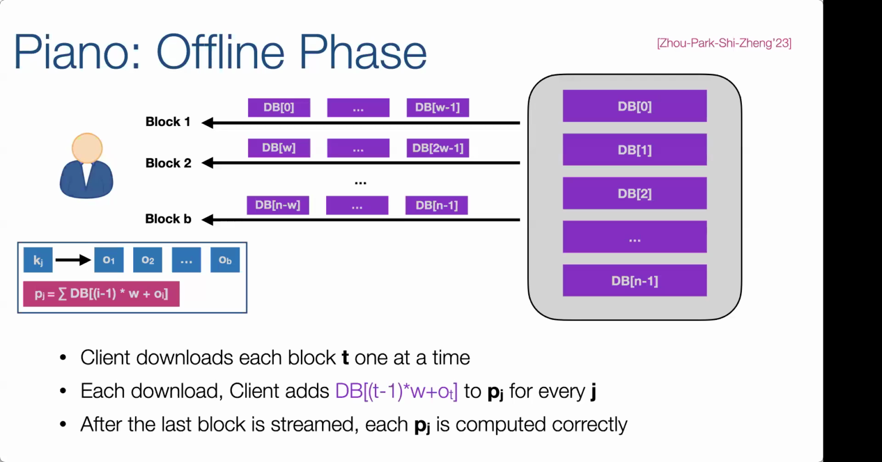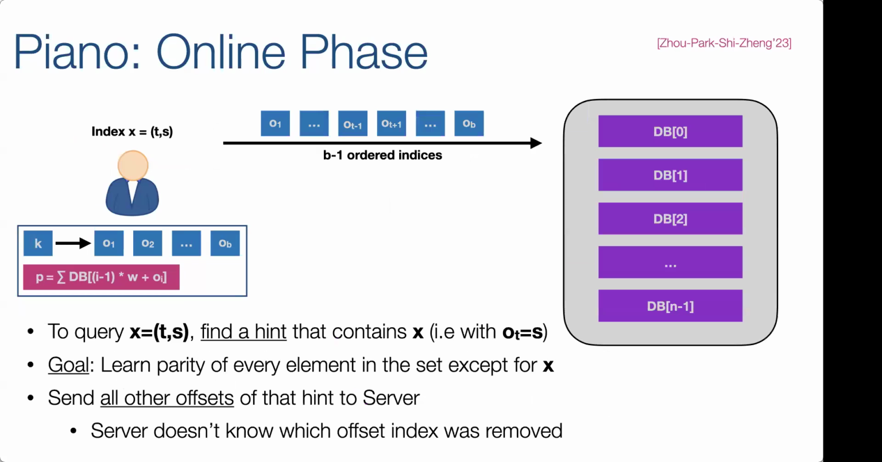Okay. And then in the online phase, what we do is to query a specific element X that's at T comma S. We first find a hint that contains X. This is just by linearly scanning through the hints. And then our goal is going to be to find the parity of every element in that set except for S. If we find the sum of all those elements, then we can just subtract it off of the parity we have stored, and we'll get out exactly the database element that we want.